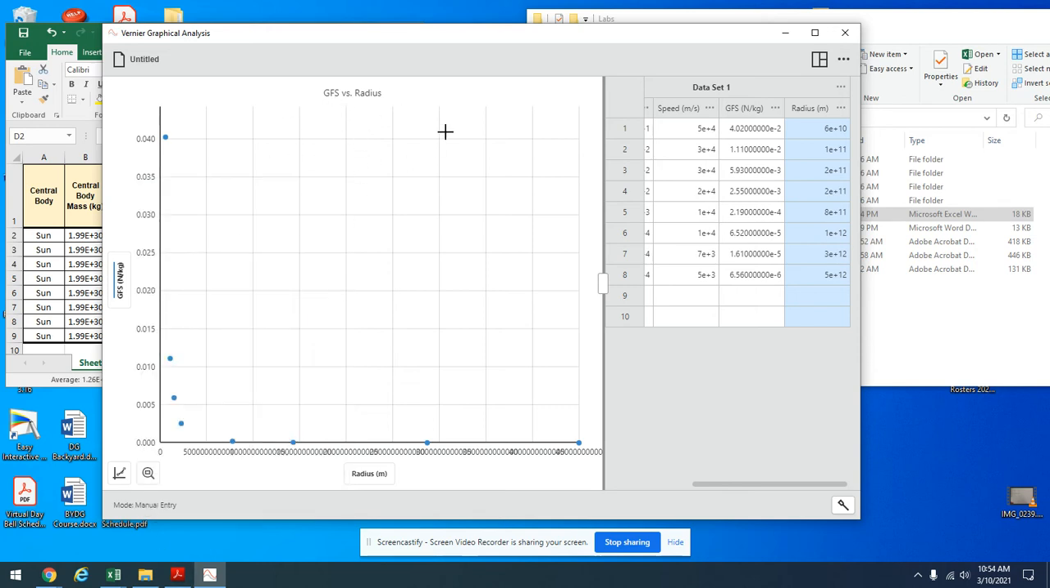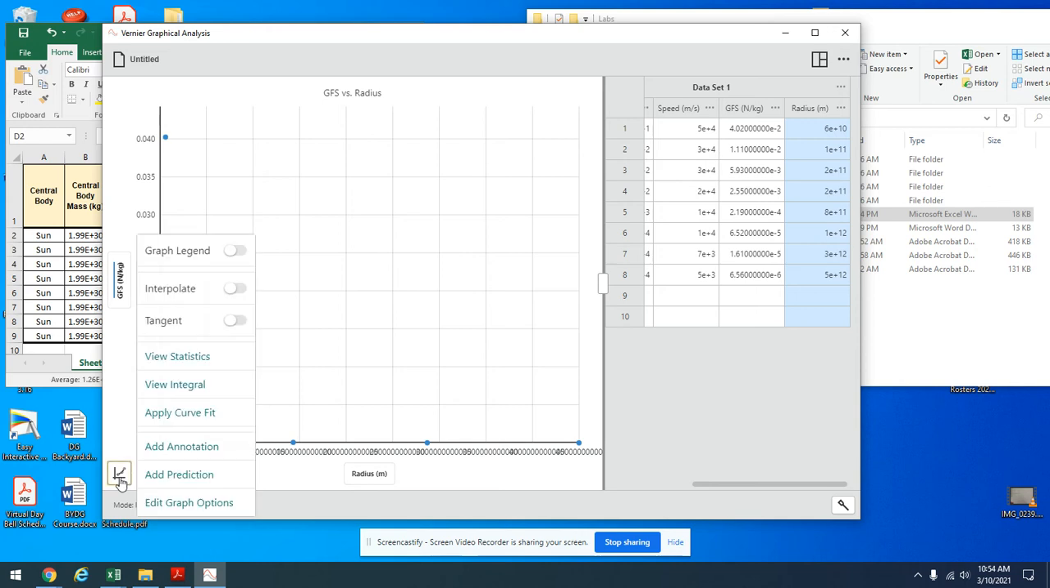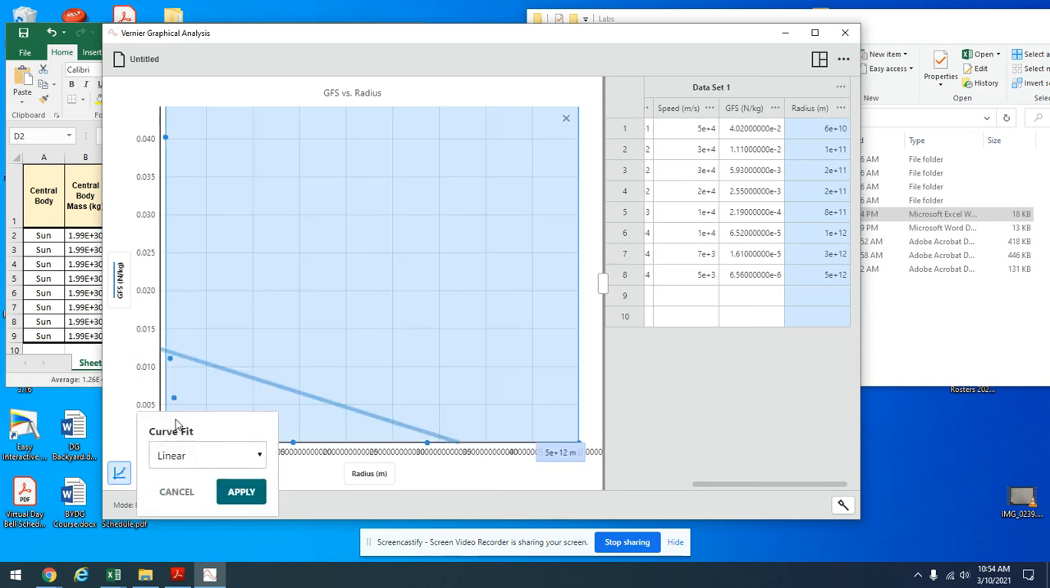There's my title. Why do I want a title? Because I'm going to snip this and I'm going to put it in my little lab report for this. And before I do that, I'm going to go to apply curve fit. Oh, that looks like a good fit, doesn't it?